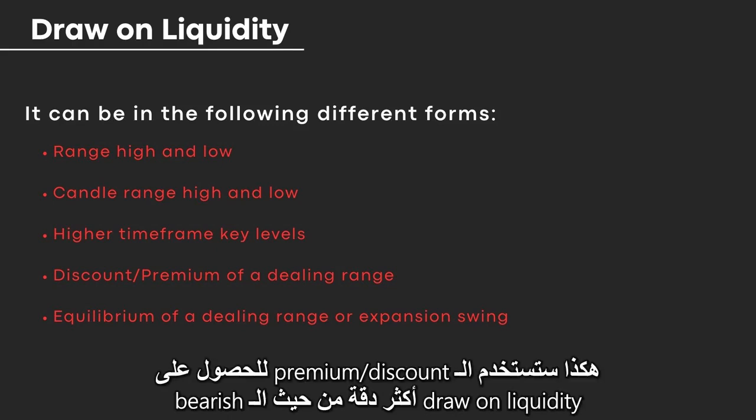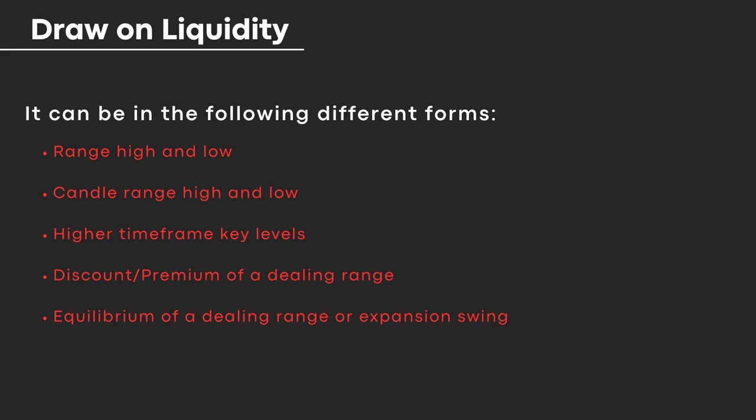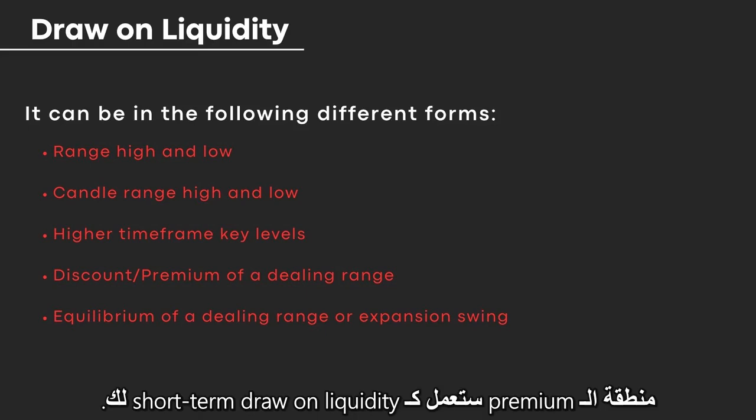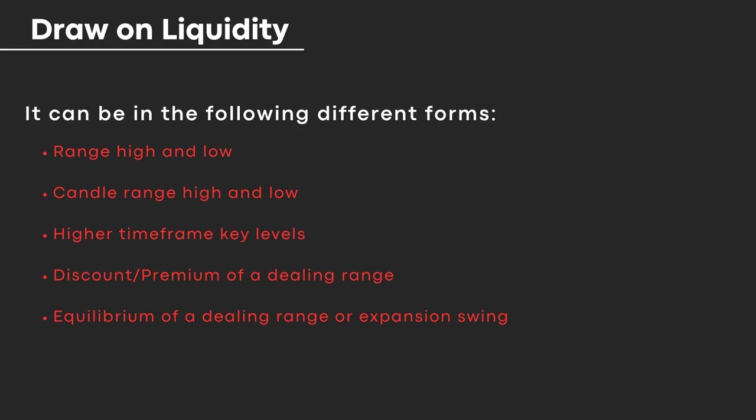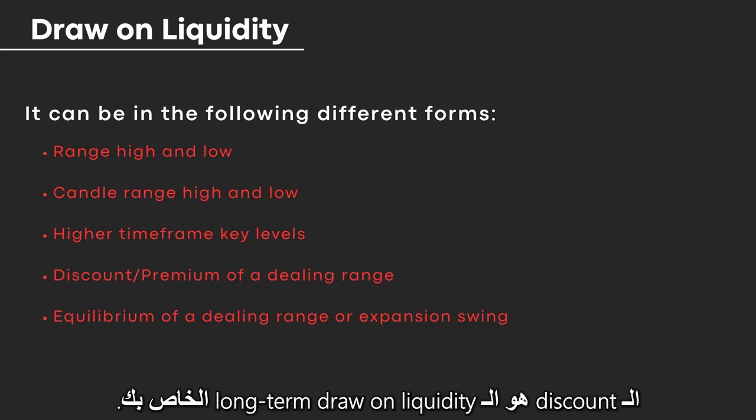That's how you're going to use premium slash discount for a more refined drawn liquidity. In terms of bearish order flow, right? Premium region would act as your short-term drawn liquidity, and the discount is your long-term drawn liquidity.